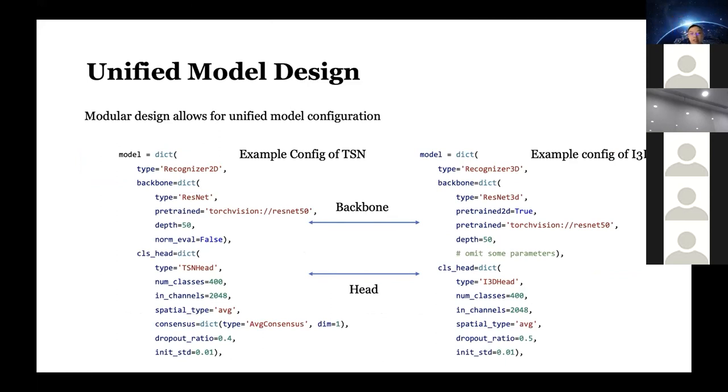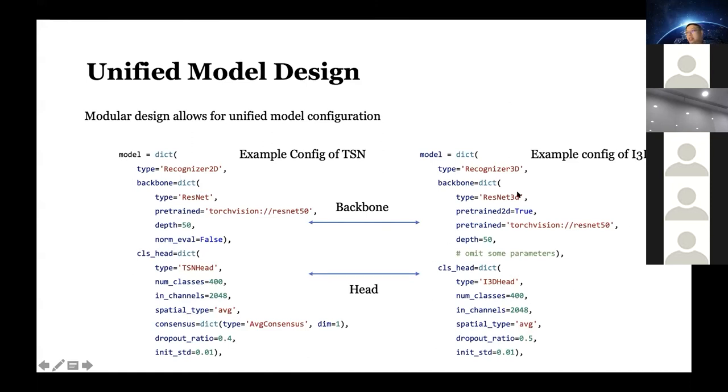On the left-hand side of this slide, we have the model code to represent a temporal segment network. Here you get to specify the basic type of the model, which is called Recognizer2D, which says that we are based on a two-dimensional convolutional network. And then we decide the backbone. It's a ResNet with 50 layers. Then we have the classification head, which specifies how the features coming out of the backbone can be used for classification. You have to specify some basic parameters like the number of classes, the types, and how you come up with the final decision with some consensus function, etc.